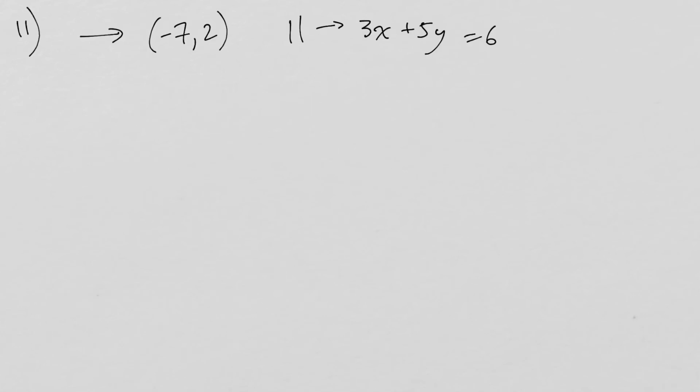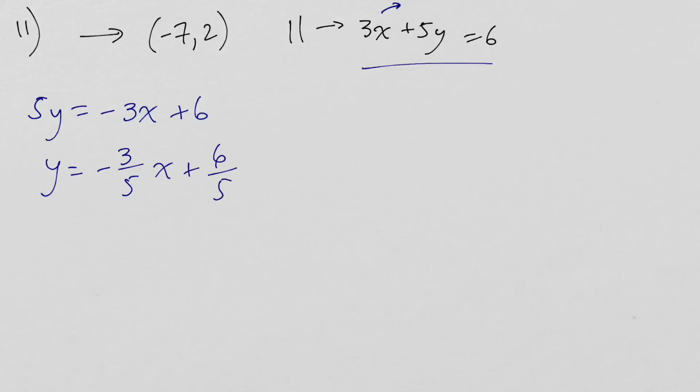Okay, now we're finding a line that's through that point, negative 7, 2, and parallel to that other thing. So let's first start with this and find the slope of that by putting it into slope-intercept form. So I'll move my 3x over, and I'll get 5y is equal to negative 3x plus 6. So y is equal to negative 3/5 x plus 6/5. So our slope of this line is negative 3/5. That means the slope of any line parallel to this is also negative 3/5. And we could have found that by doing negative a over b without doing all of that.